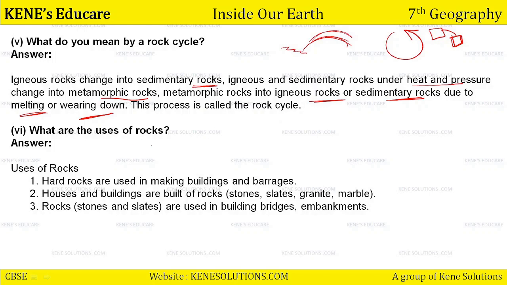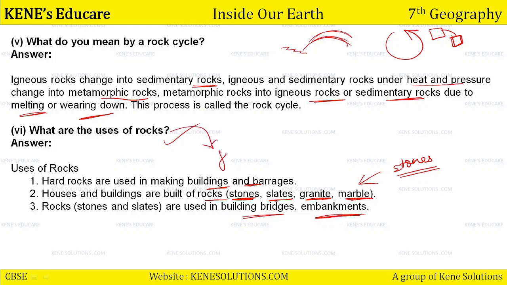Okay. Sixth part. What are the uses of rocks? क्या क्या uses हो सकते हैं? Hard rocks are used in making buildings and barrages. Houses and buildings are built of rocks. जैसे कि हम stones use करते हैं, slate use करते हैं, granite use करते हैं, marble use करते हैं. All these kind of stones are used in making the houses and buildings, right? Then rocks such as stones and slates are used in building bridges also and embankments also. Bridge और embankment बनाने में भी इनका बहुत काम आता है.